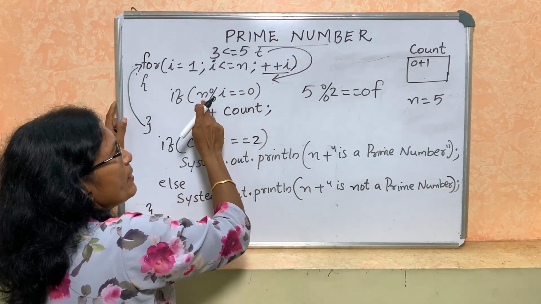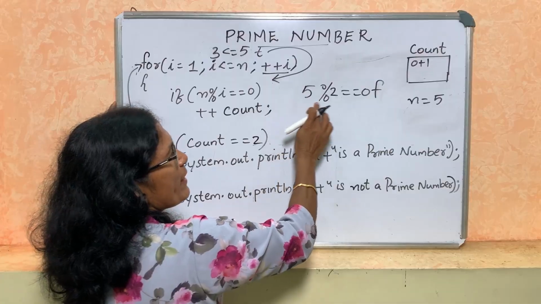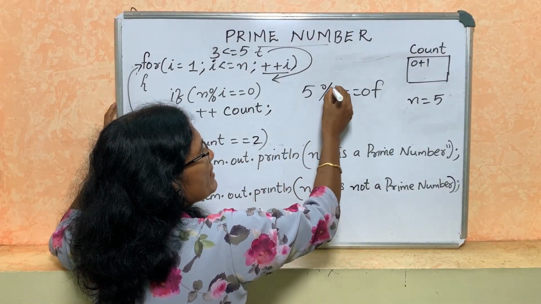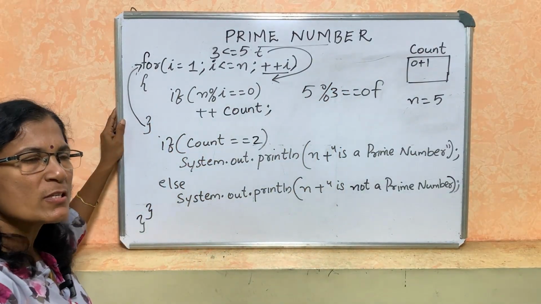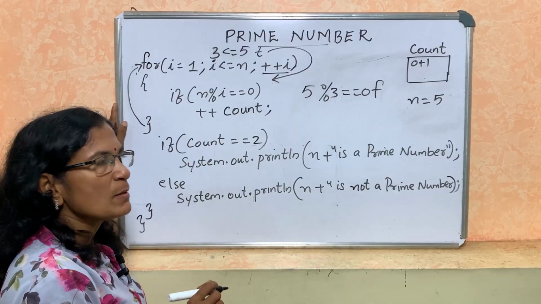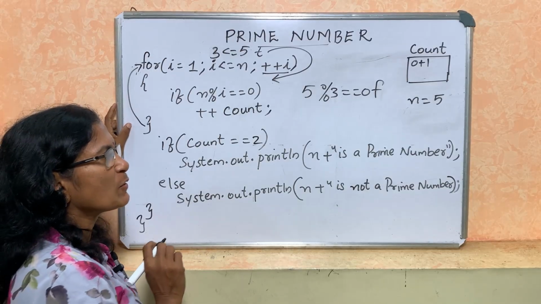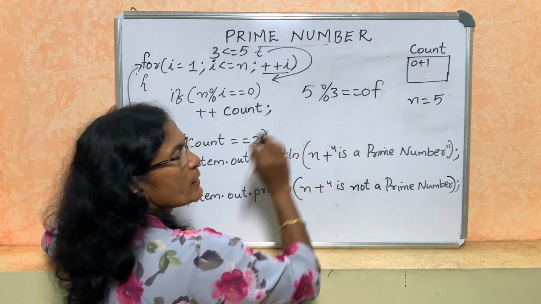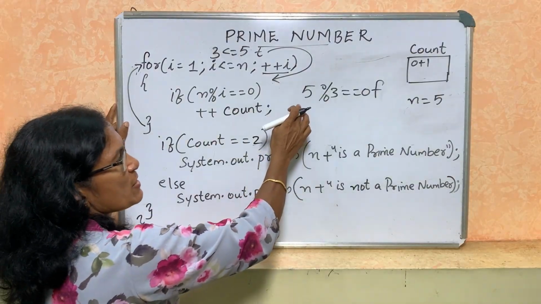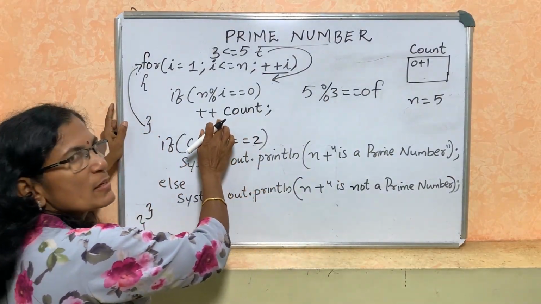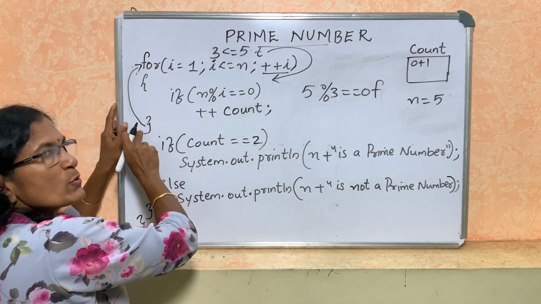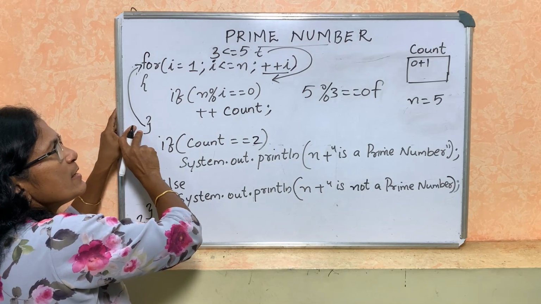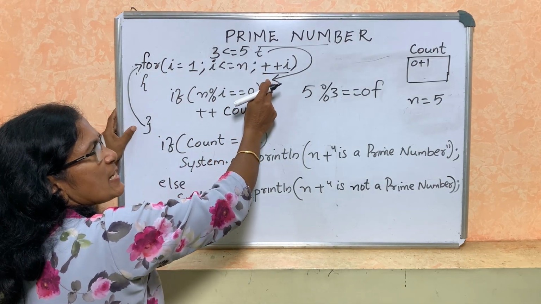Now n modulus i is equal to 0? 5 modulus the current value of i, which is 3. 5 modulus 3 equal to 0? 5 is not divisible by 3, so 3 is not a factor of 5. 5 modulus 3 is not equal to 0. The test expression is evaluated to false. Count will not be incremented. As the closing of the loop's body is seen, control resumes back to the updation statement.